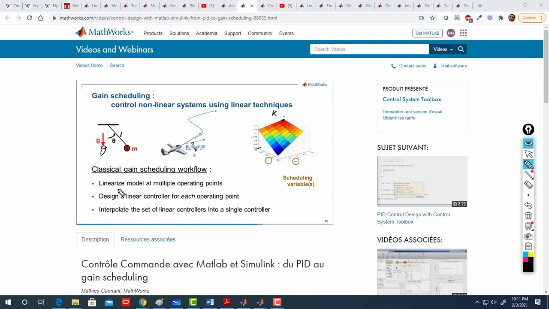Okay, here is what it says. Linearize the model at multiple operating points. Design a linear controller for each operating point. For theta 1, design a linear controller. For theta 2. For alpha 1 v1, design a controller. For alpha 2 v2, design, etc. Interpolate the set of linear controllers into a single controller. Okay, that's the third step. That's the workflow of gain scheduling, and that's what gain scheduling is about.